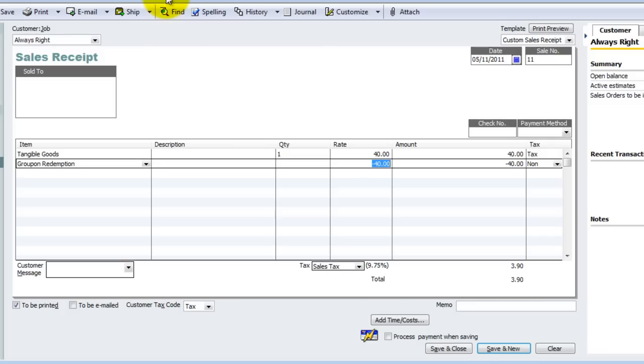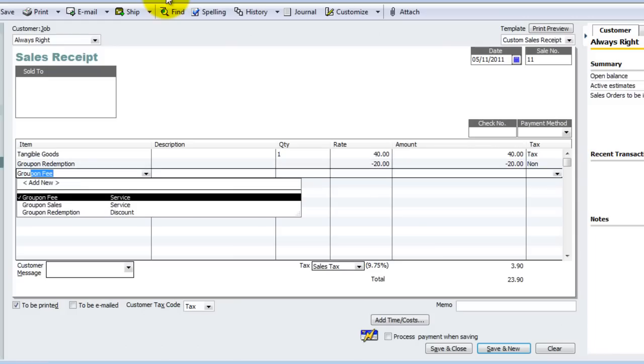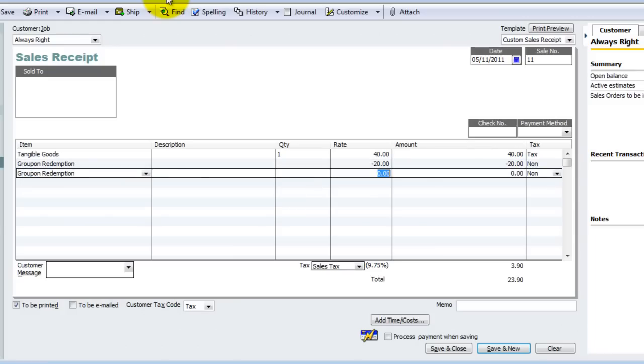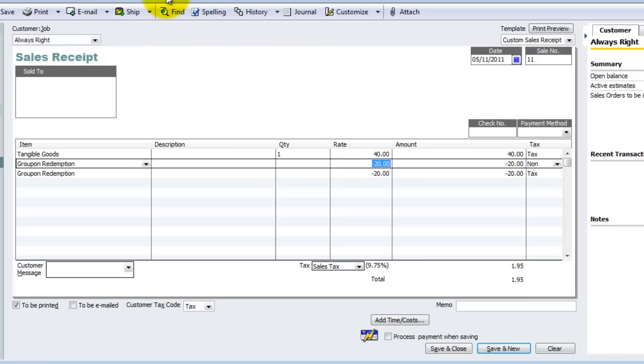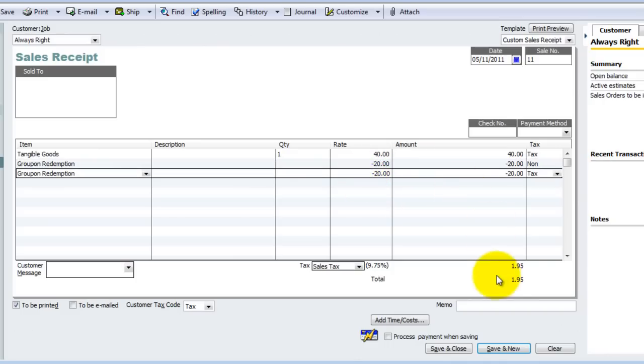Well, initially, we're going to say that that's $20 we received, so I'd have to break it up this way, because I still have to give the customer credit for the full $40 of redemption. But what I would do is say half of the redemption is taxable, half the redemption is non-taxable, because in theory I only received $20 each on these Groupons, right? So that way I would split it up 20 and 20.